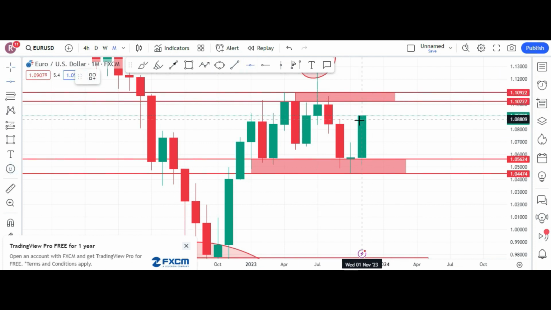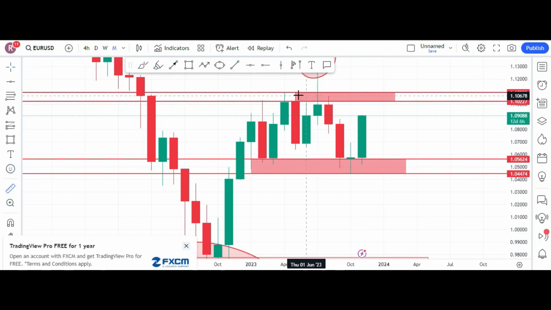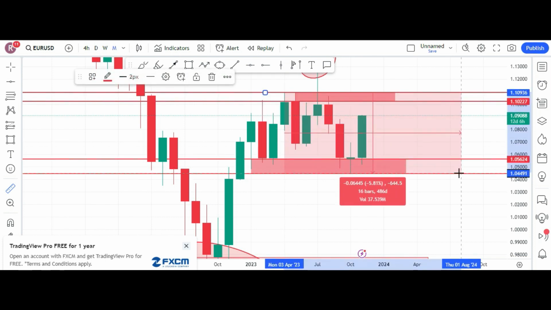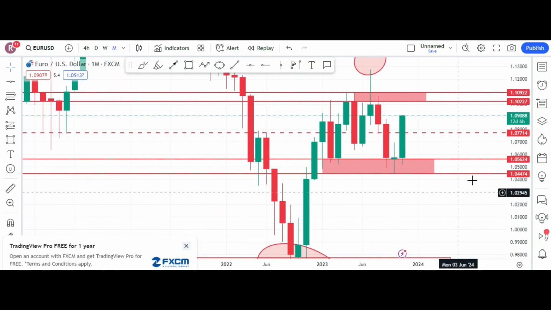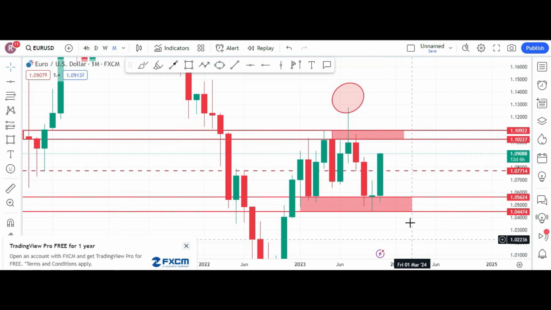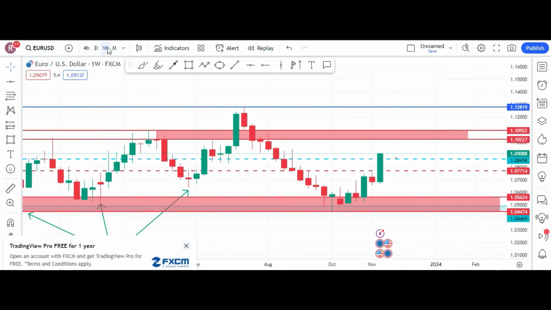So let's mark the 50% also, which we can use in our lower time frame as a point of reference. This is 50%. Okay, so that is it for our monthly time frame analysis. Let's move to weekly now.